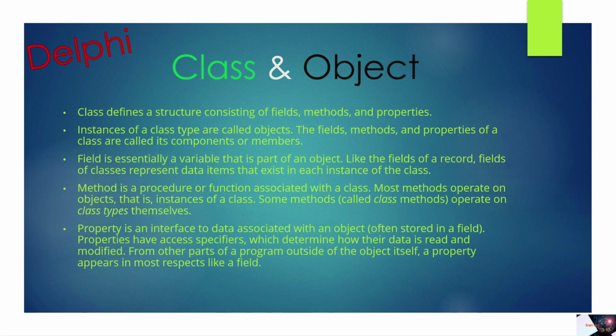A property is the interface to the data associated with the object, often stored in a field. Properties have access specifiers which determine how the data is read and written, right? So we can create private member variables and access them through properties. From other parts of the program outside the object itself, a property appears in most respects like a field.